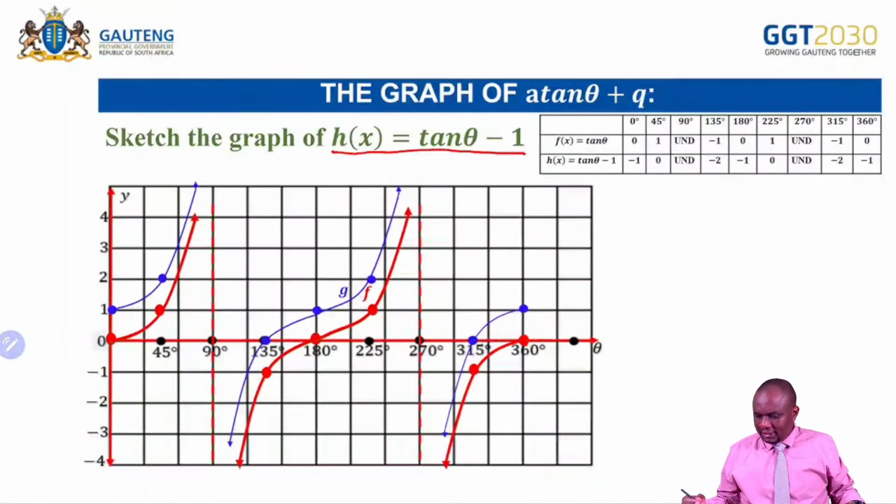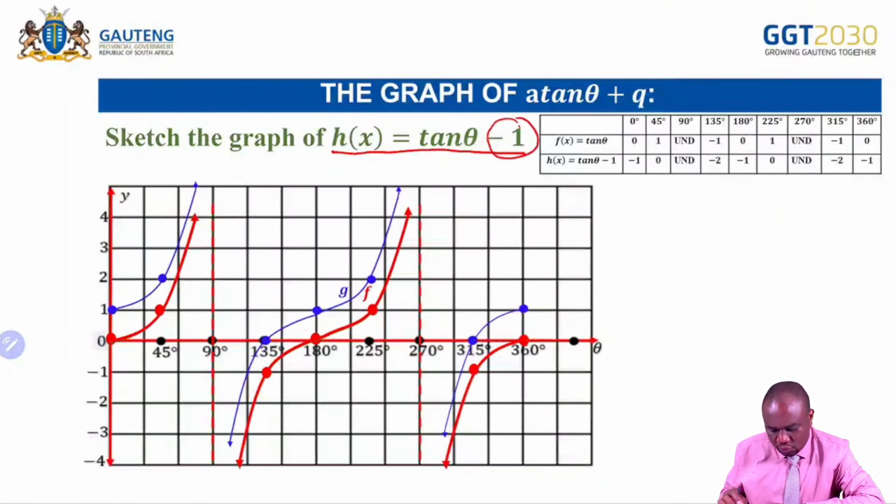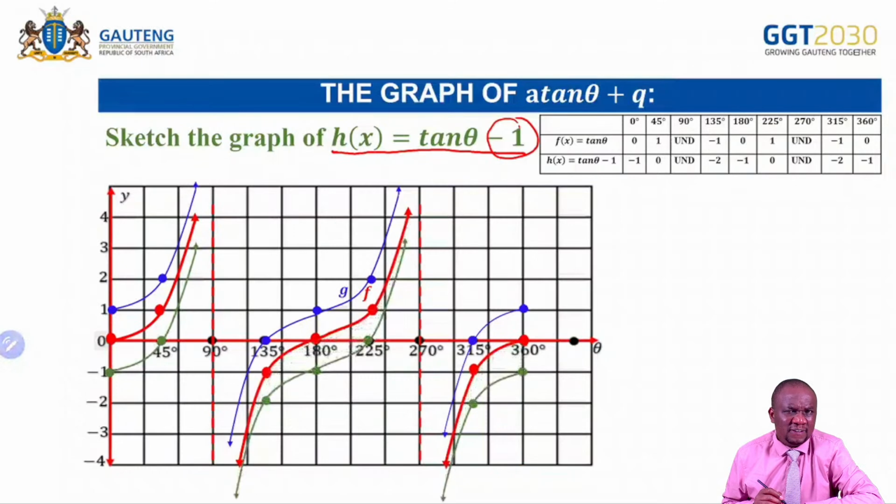Right, welcome back, grade 10. Now tan theta minus 1. So what happens here? The graph shifts downwards by 1 unit. So every point will shift downward by 1 unit. So like this, and then this point will shift downwards by 1 unit. Going to be like this, and then this point also will shift downwards by 1 unit. The asymptotes do not change. Do you see that? It's just a vertical shift, upwards, downwards. Okay, this is the graph of h of x.